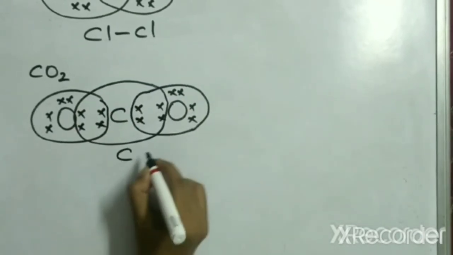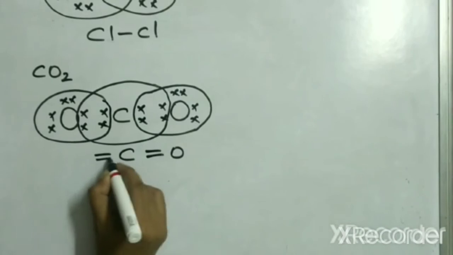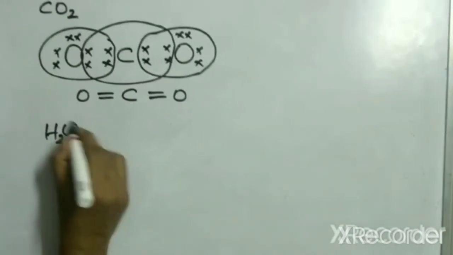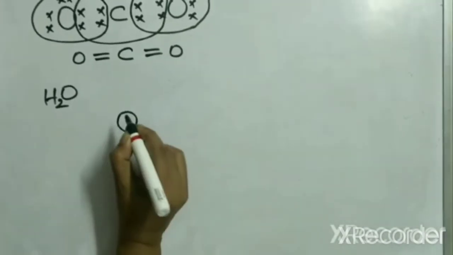Thus, carbon gets 8 electrons around it. Since 4 electrons or 2 pairs of electrons are shared, a double bond is formed between carbon and oxygen. Such 2 bonds are present in carbon dioxide.